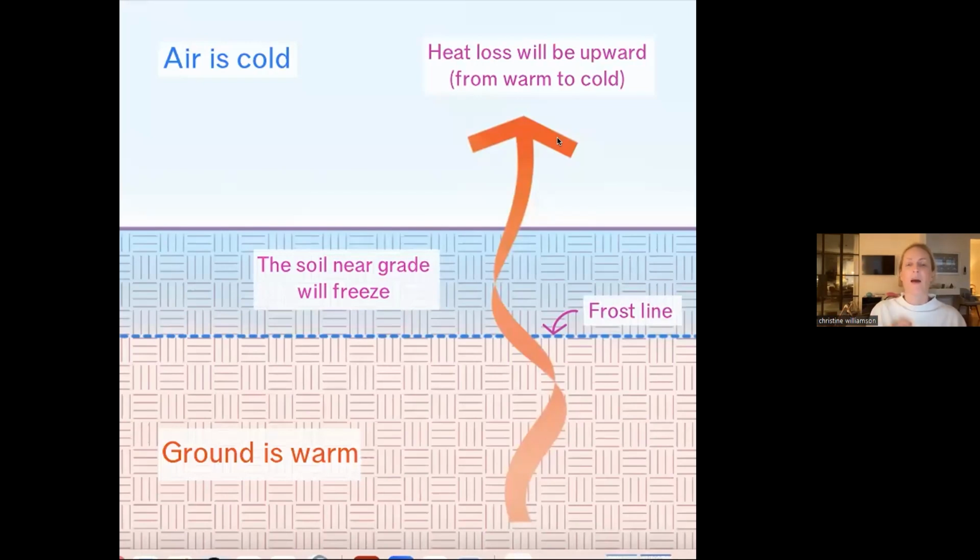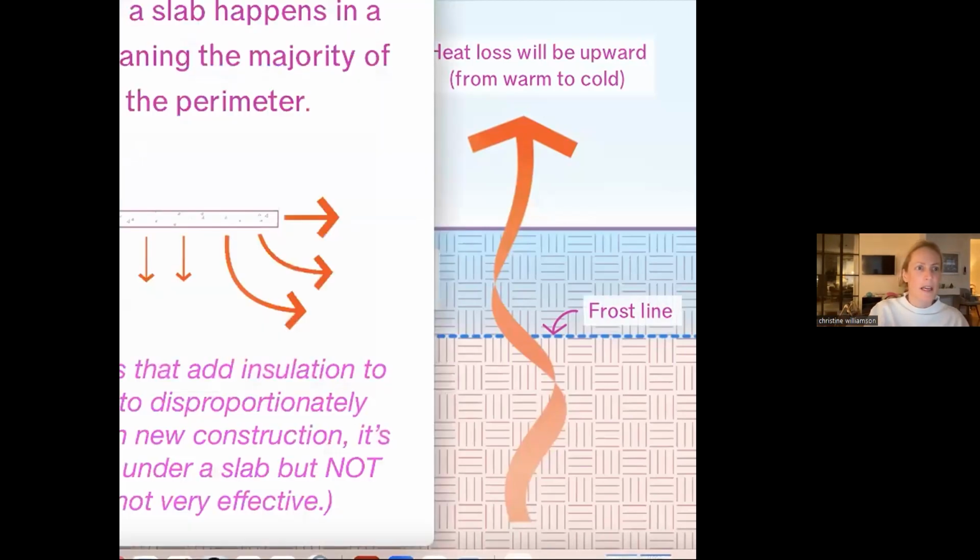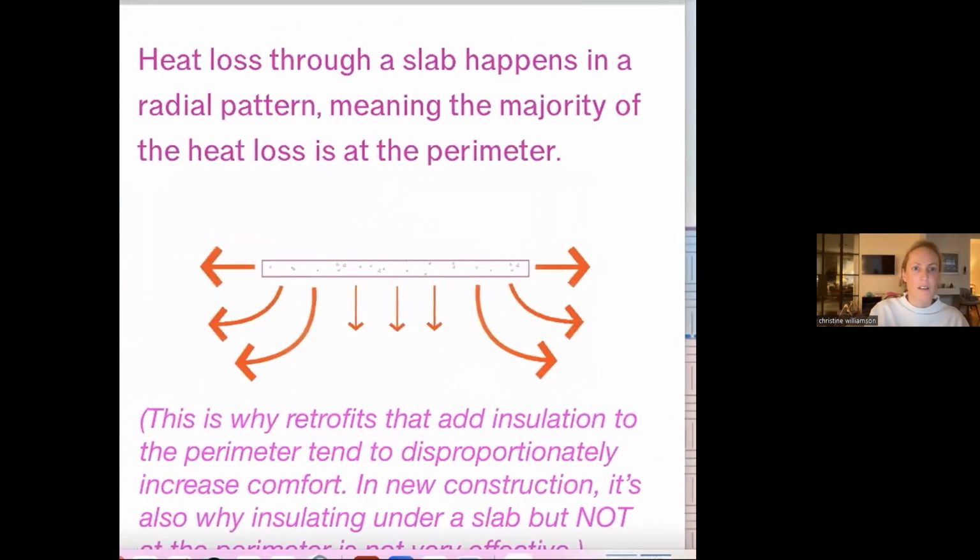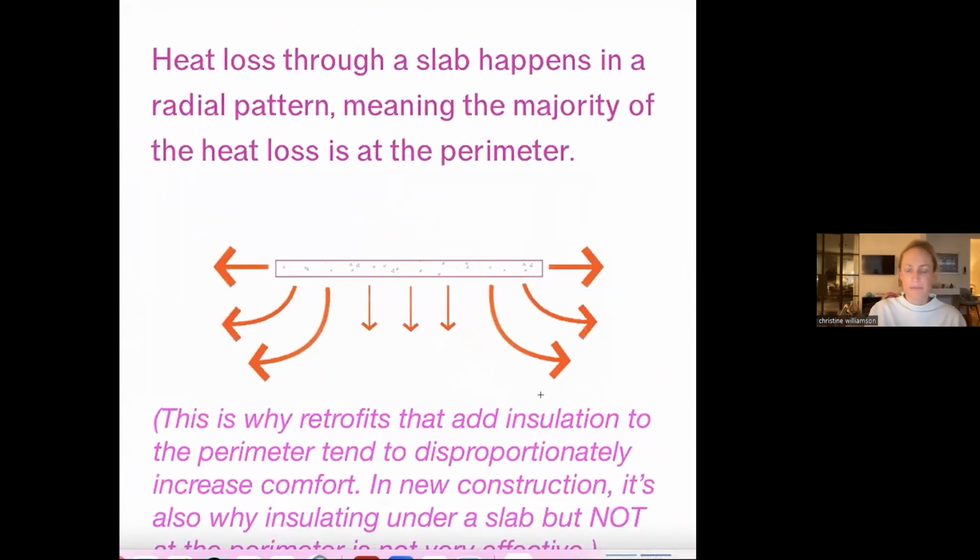The second thing I want to talk to you about is not totally relevant to the problem, but we're going to take a bigger picture approach with this. And that is this: when we're talking about heat loss through a slab, don't worry about the stuff at the end there. We're going to talk about that. Heat loss happens in a radial pattern, meaning that the majority of the heat loss is at the perimeter, not in the field of the slab. It's mostly at the perimeter.